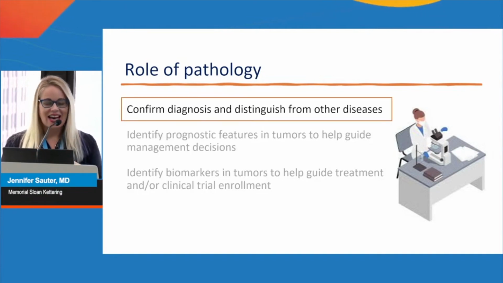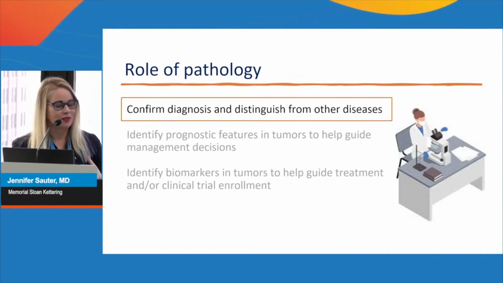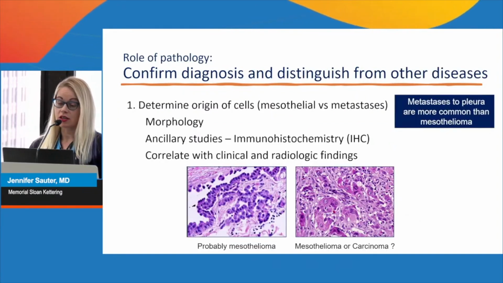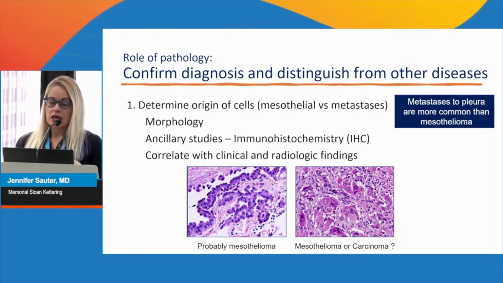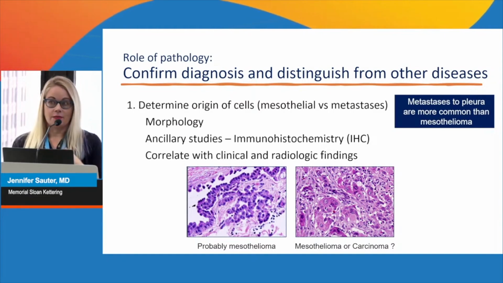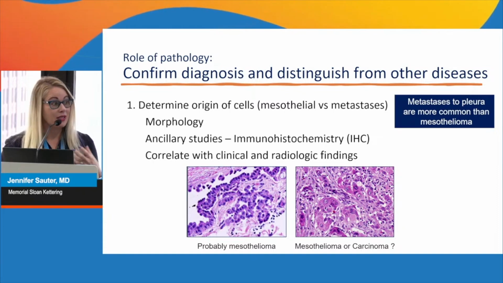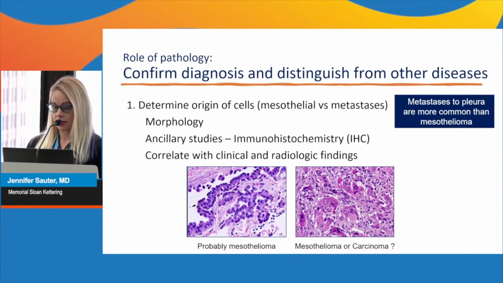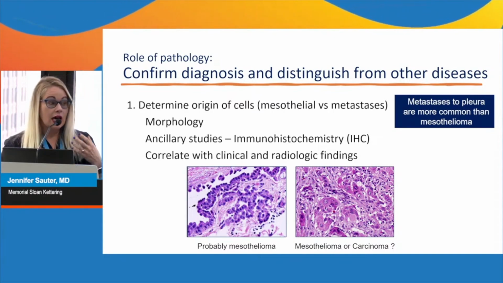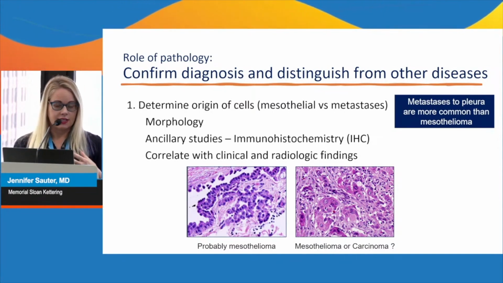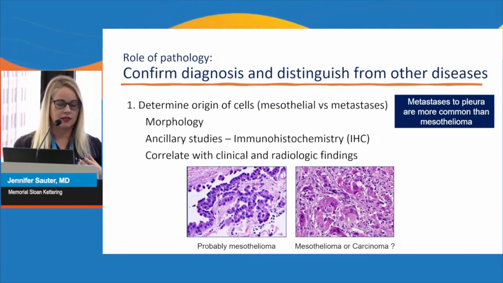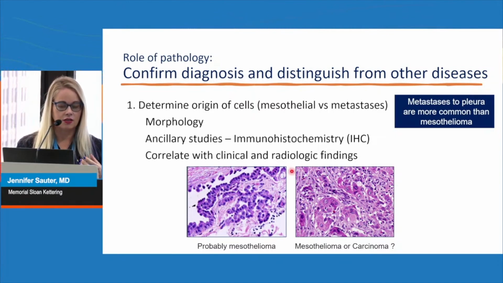So first, I'm going to explain how we diagnose mesothelioma. The first task we have as pathologists is to determine the origin of the cells. Are they mesothelial or are they something else? And the reason for this is that metastases to the pleura are more common than mesothelial primary tumors. We use morphology to look at the cells, but it can be very difficult on morphology alone to determine the origin of the cells. Here's an example of mesothelial cells that are lining the surface.